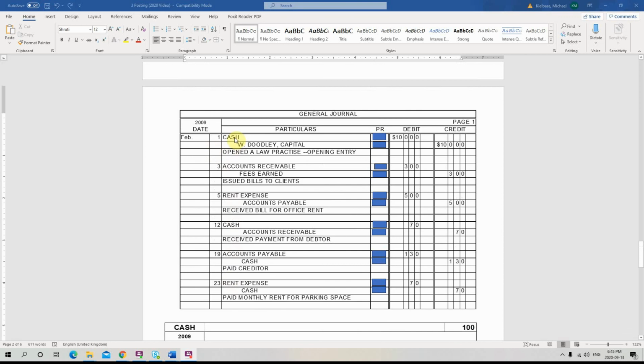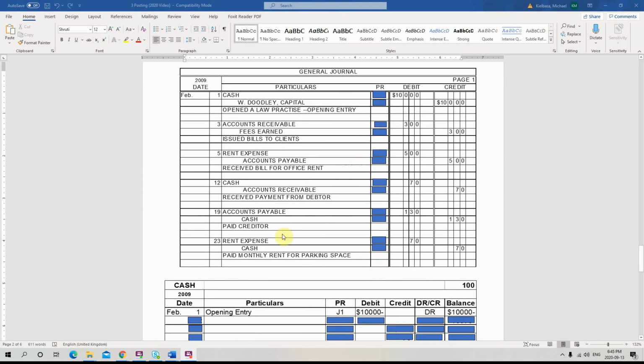Okay, so let's start off with this first transaction. On February 1st, we debited cash for $10,000. So what we're going to do is go down to the cash account, write in February 1st, and write opening entry in particulars, because this is the entry that started the company. It's a special type of entry.